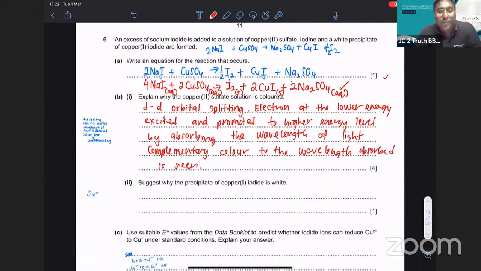That's why it's going to be colored. In this case, copper(II) sulfate is blue in color. Now, suggest why the precipitate of copper iodide is going to be white. Why is the precipitate white in color? The copper(I) iodide.